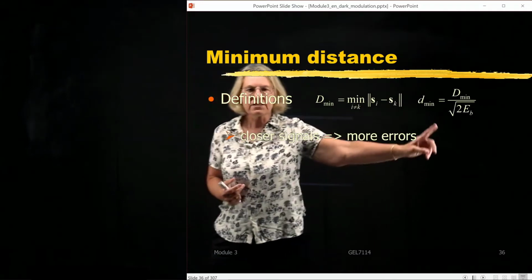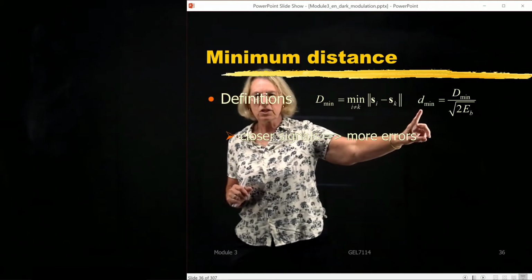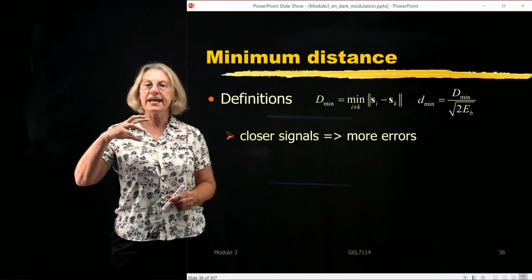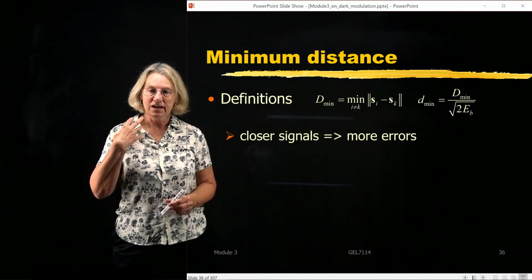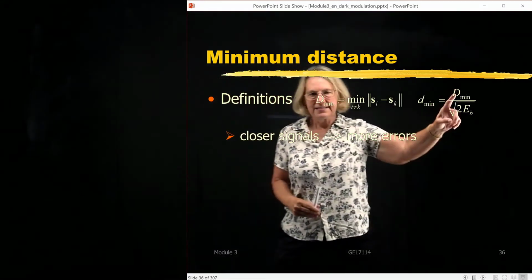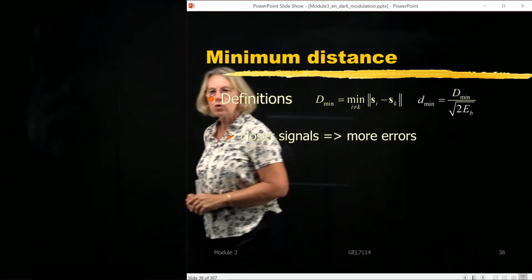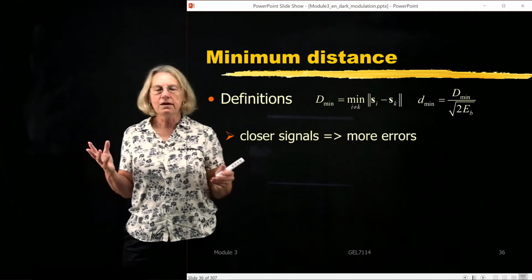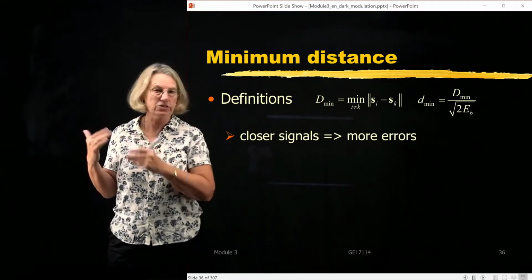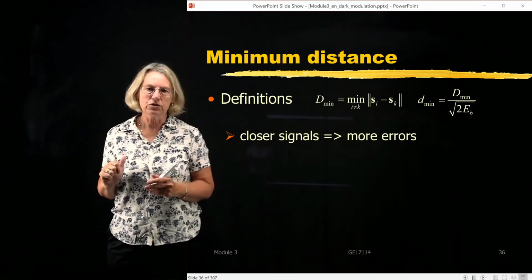So what I'd like to do is define a second version of this minimum distance. One is an uppercase d, the other one is a lowercase d. The lowercase d is a normalization where I take out this dependence on the average energy per bit. So specifically it's d min, when the d is uppercase, divided by the square root of 2EB. And the square root of 2EB is related to a particular performance that I would like to compare it to. And so that'll come out a little later. But the important thing is it's normalized with respect to EB.